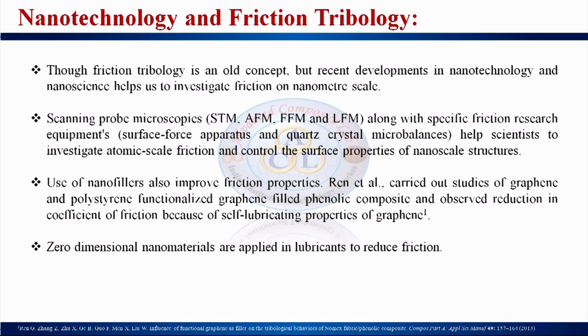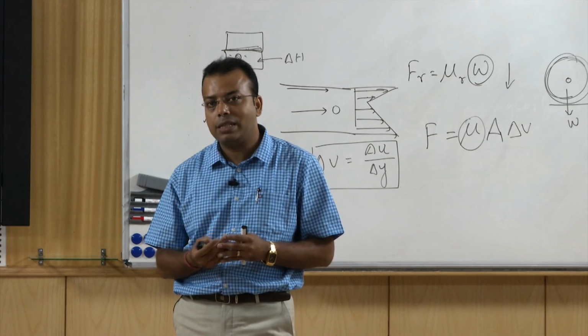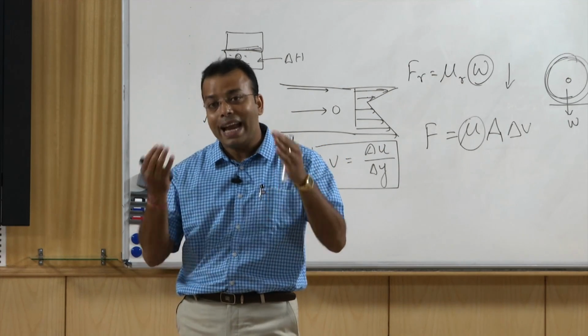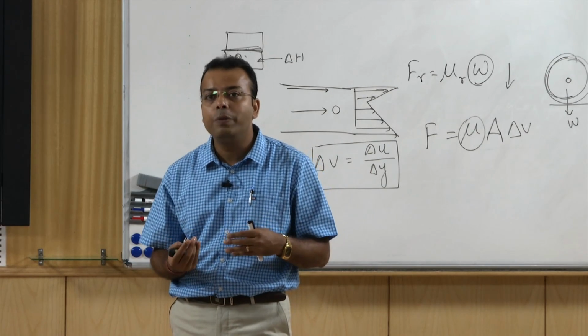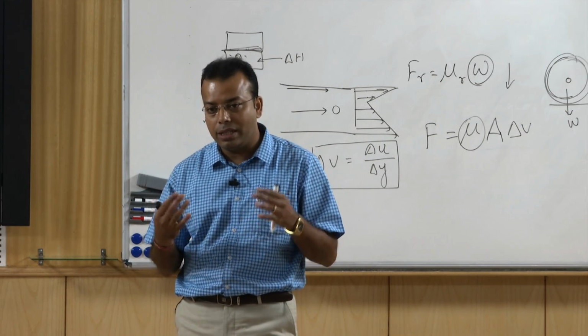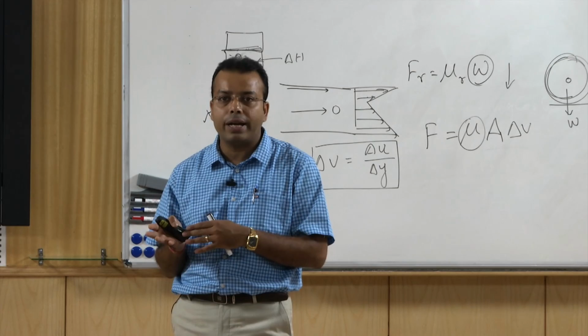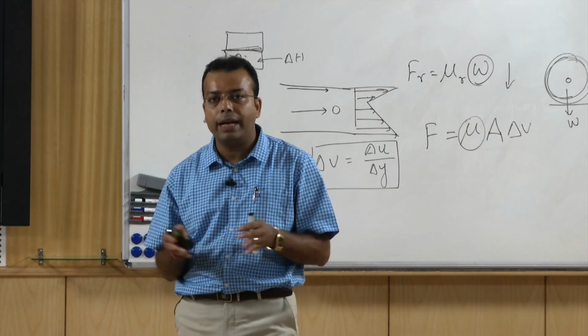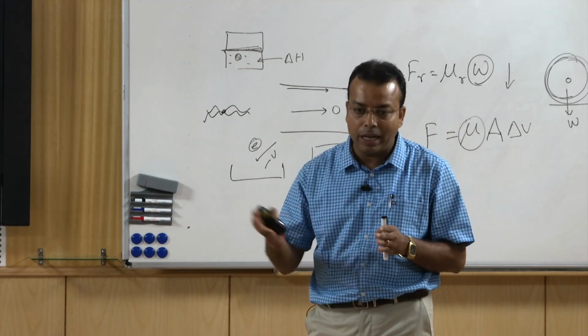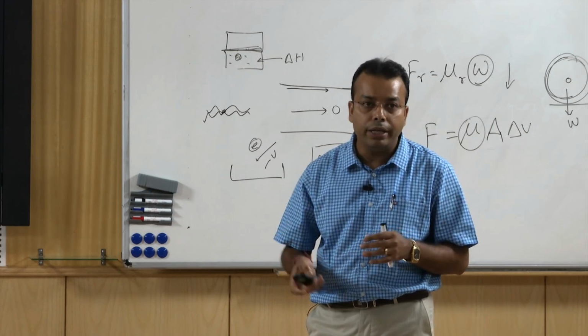Use of nanofillers also improves friction properties. Rain et al. carried out studies of graphene and polystyrene functionalized graphene filled phenolic composites and observed reduction in coefficient of friction because of the self lubricating properties of graphene. As I already explained, carbonaceous materials have the capability to act as self lubricating materials. So, that is why nowadays researchers and scientists are trying to use this kind of nanofillers for making any kind of products, so that there will be a frictionless product and its life and other properties like mechanical properties and chemical properties will also be increased.